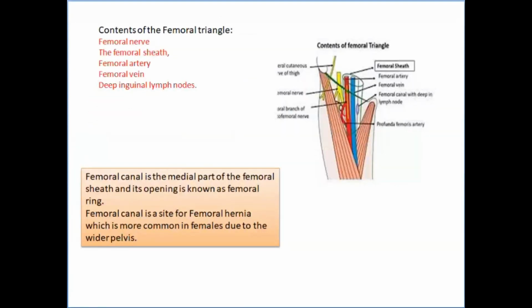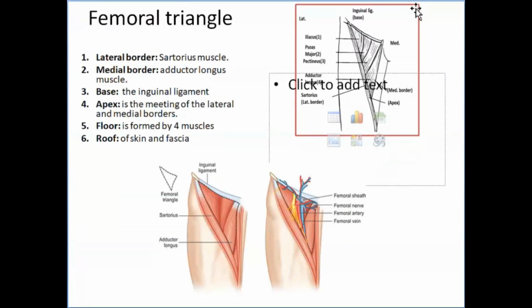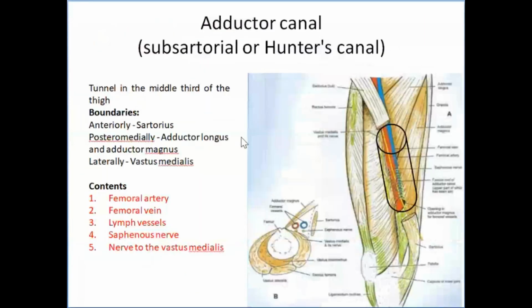As soon as your femoral triangle finishes, after the apex, you will find the sartorius continues. If you remove the sartorius, you will find some important structures present. But this is not a triangle, this is just a canal, so it is called the subsartorial canal. If you see, the sartorius has been removed. So in this area below the sartorius muscle, you can see you have some artery, vein, and some nerve. So this is called the subsartorial canal.